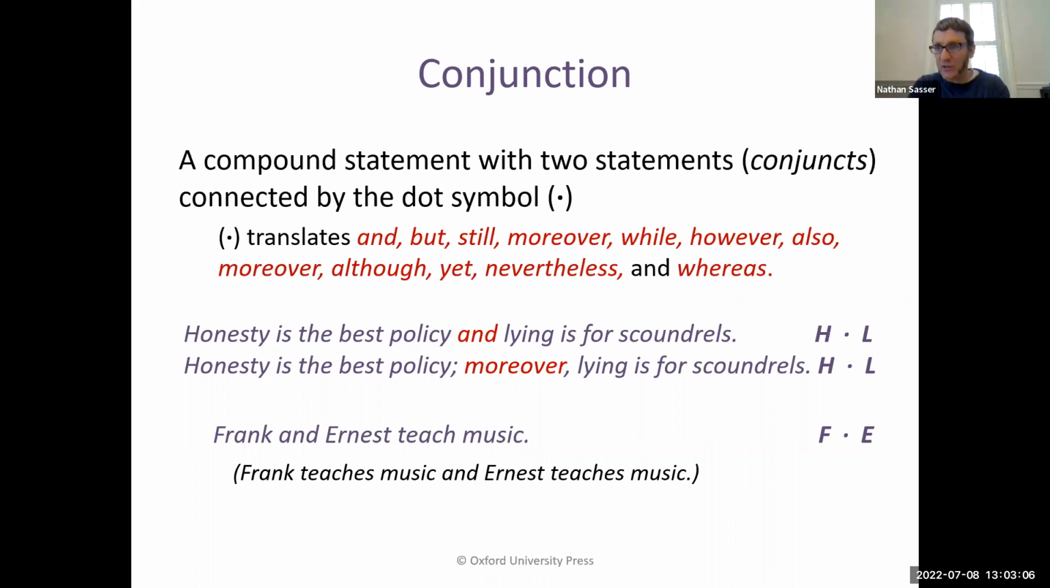When we say Frank and Ernest teach music, what we mean is Frank teaches music, simple statement number one, and Ernest teaches music, simple statement number two. So we'll just stipulate F stands for Frank teaches music, and E stands for Ernest teaches music. And then we would symbolize Frank and Ernest teach music by saying F dot E. So that one's got a little nuance in it.